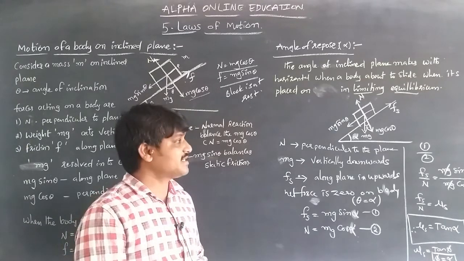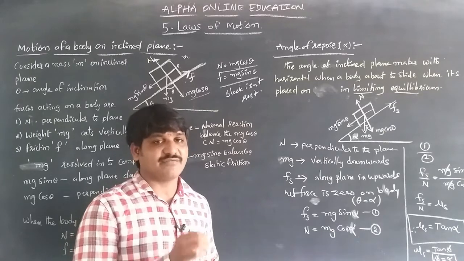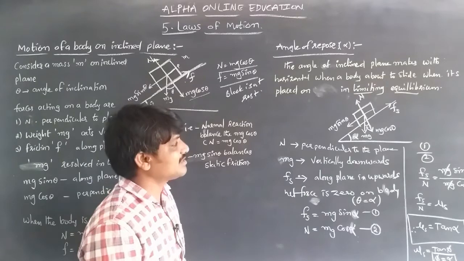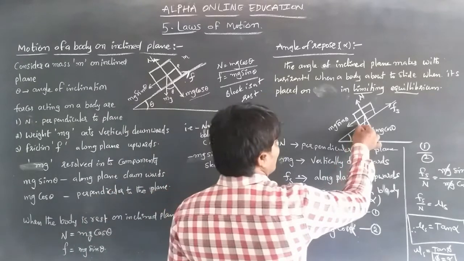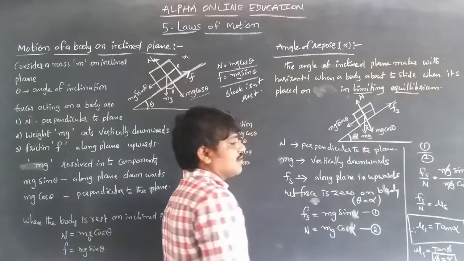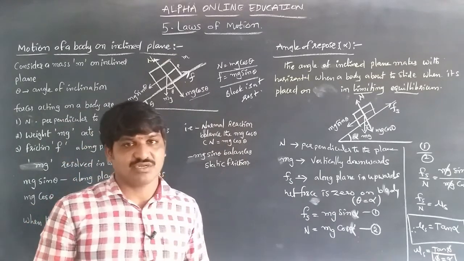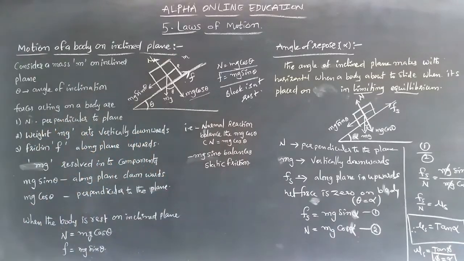If theta is not equal to alpha, that is, if theta is greater than alpha, the body will slide down. If theta is less than alpha, the body stays in static friction. So let's see what the equations are.